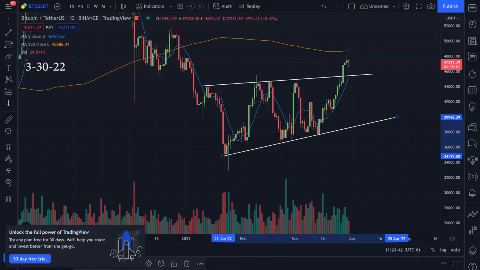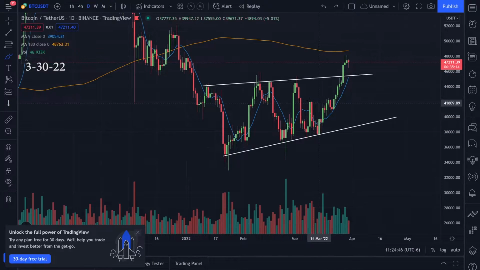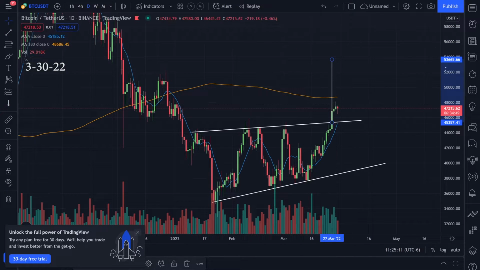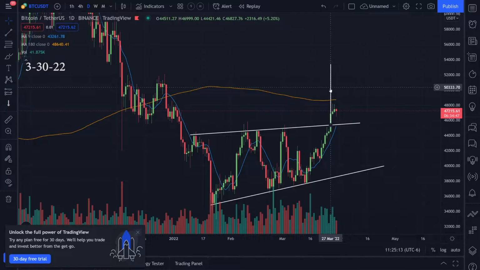I was waiting for a breakout to the upside or to the downside, and we got a breakout to the upside. After that, I was targeting from the top to the bottom of this triangle. Let's go ahead and do that real quick. Something like this. Drag this to the breakout. I was looking at a target of approximately 53,650 or somewhere around there.